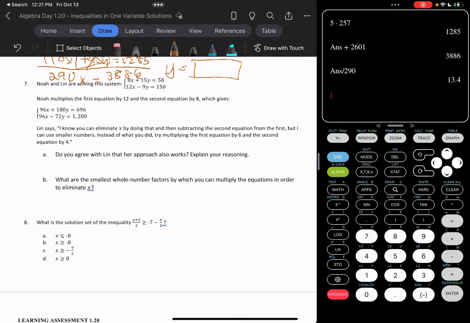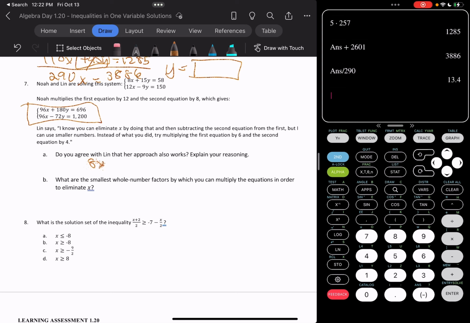All right, number 7. Lynn and Noah are solving this system of equations. Noah multiplies the first equation by 12 and the second equation by 8, which gives this system here. Lynn says, I know you can eliminate x by doing that and then subtracting the second equation, but I can use smaller numbers. Let's try multiplying the first equation by 6 and the second equation by 4. Let's see if she's right.